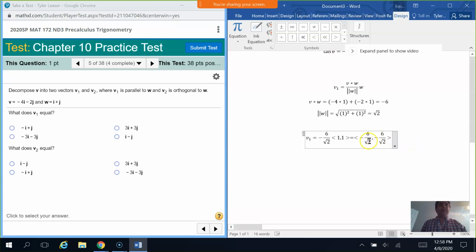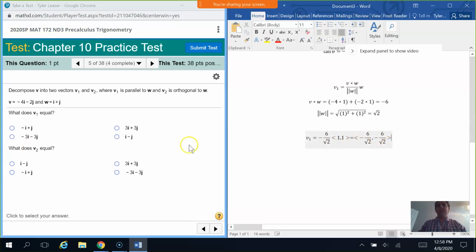Okay. And so that is going to be V1, or it should be. Oh no, we made a mistake somewhere. You didn't make a mistake. You didn't simplify it. Well, these don't even have square roots in them over here.